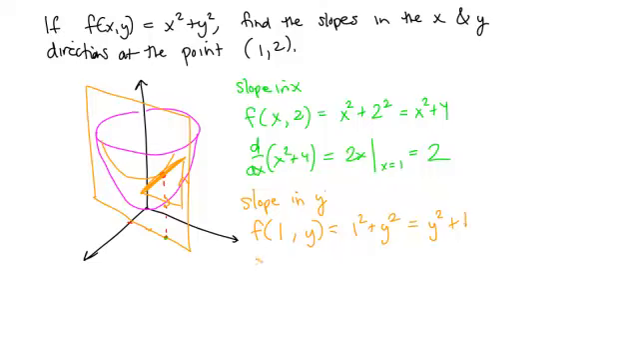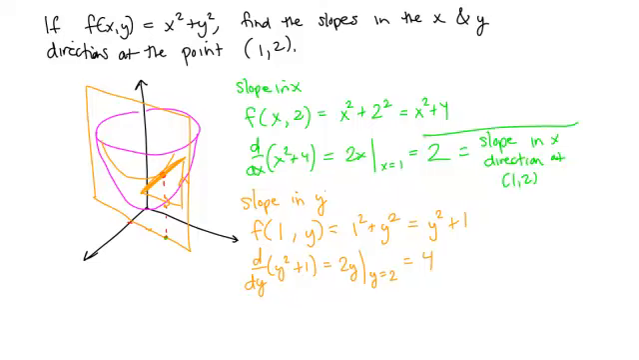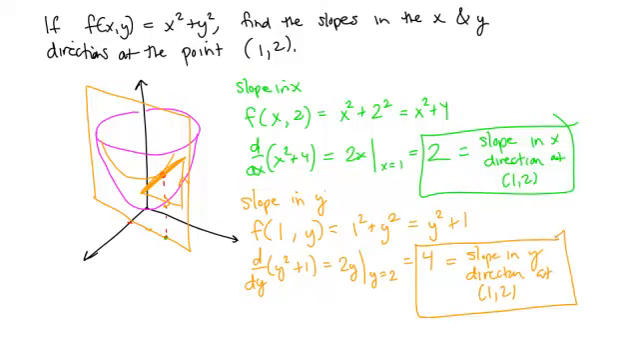Now that I have a function of 1 variable, I can take the derivative of it. The derivative of y squared plus 1 is 2y. And if I plug in my input point of y equals 2, then I'm going to get 2 times 2, which is 4. Now my graph doesn't seem to suggest this at all right here. I only got the positive bit right. But it looks like the slope in the x direction at the point (1, 2) is equal to 2, and the slope in the y direction at the point (1, 2) is equal to 4. If we had a better graph, we might be able to check this out visually.